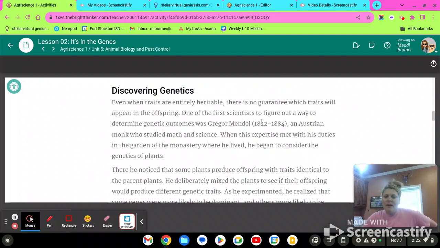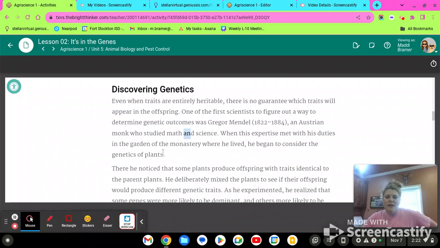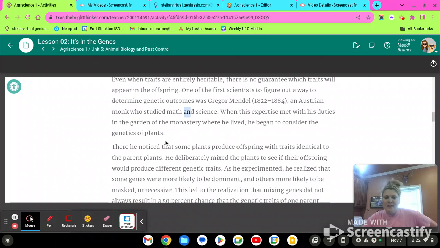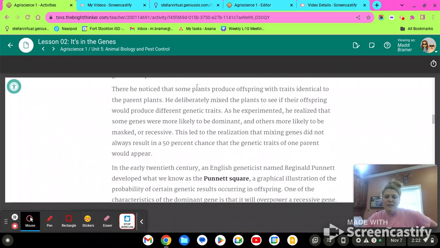So let's talk about the history of genetics. You need to know the father of genetics is this Gregor Mendel right here. He was an Austrian monk who studied math and science. And he began studying the genetics of plants. And he noticed that some plants produced offspring with traits that looked exactly like the parent plants. So he would mix the plants to see if their offspring would produce different traits.